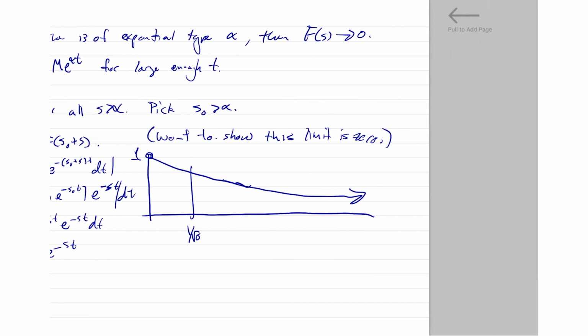So let's go to the next page. So basically what we have is the absolute value of F of s naught plus s. Let's try to keep things a little bit nice. This is less than or equal to m times the integral from 0 to infinity of e to the minus (s naught minus alpha) t times e to the minus st dt.